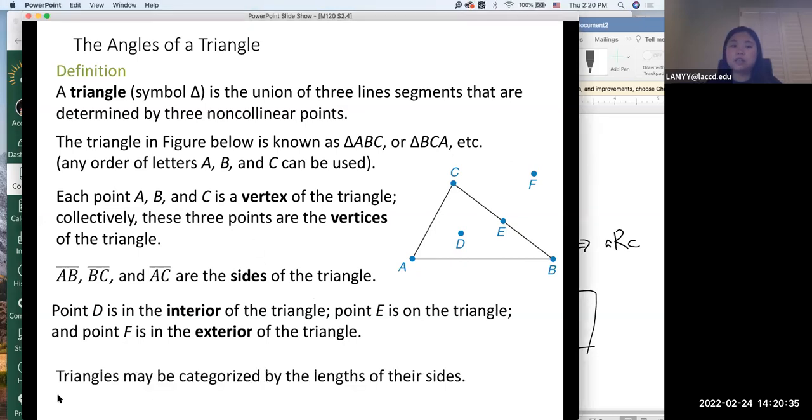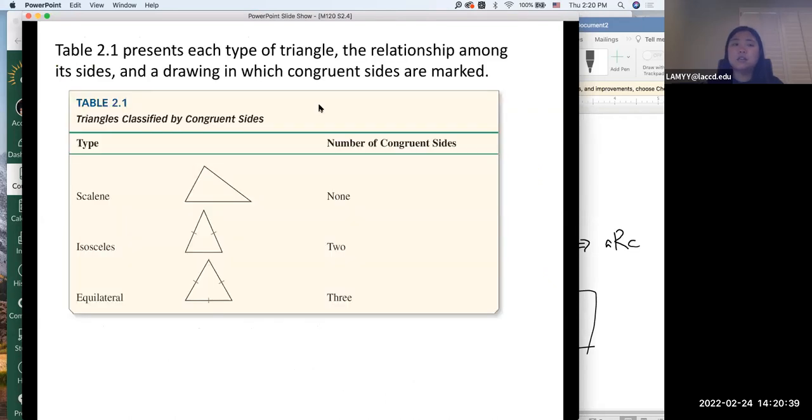Okay, and then triangles may be characterized by the length of their sides. So look at the table here. It will present each type of triangle. The first one is the scalene triangle. The scalene triangle means no congruent sides. They don't have any sides that are equal to each other, just like a regular scalene triangle.